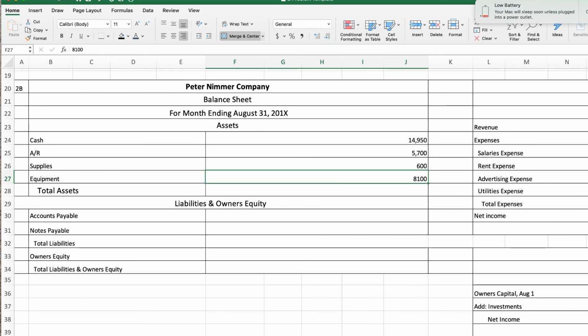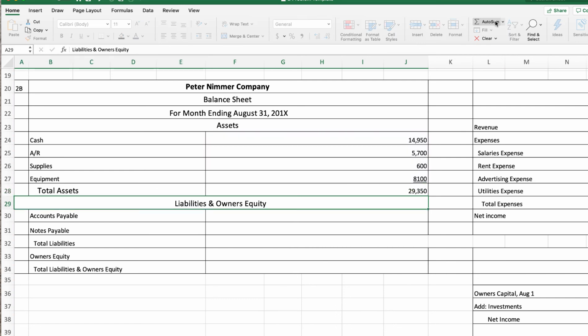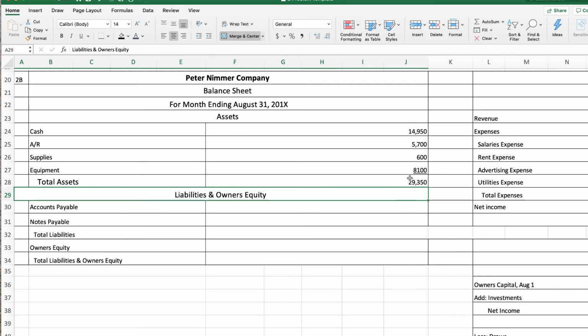Okay, so I'm doing a mathematical function. I'm going to underline that number, and I'm going to sum up all my assets. My total assets equal 29,350. I'm footing this column, meaning I need to show that, hey, this is the ending number of my total assets. So to do that, I'm going to double underline.